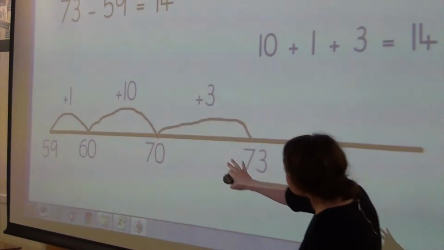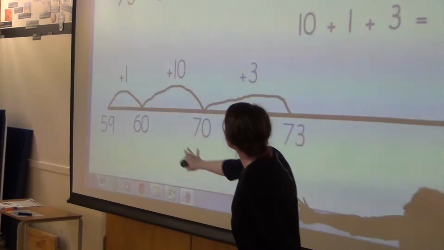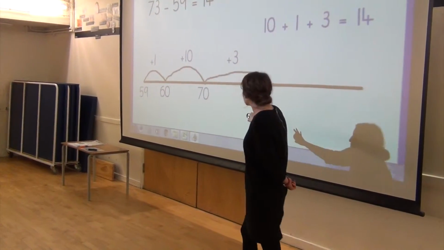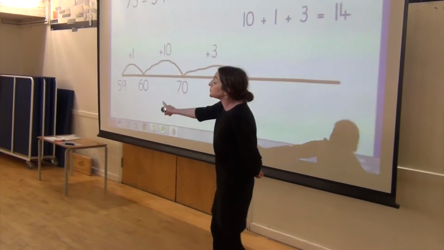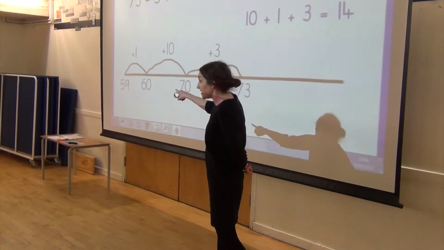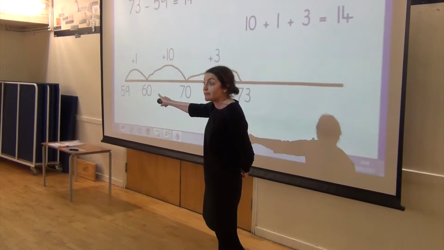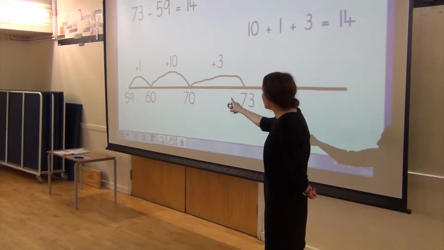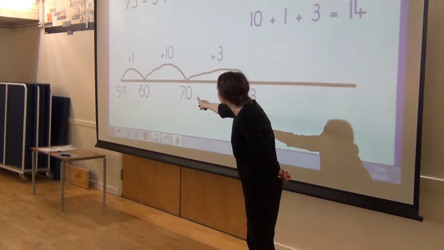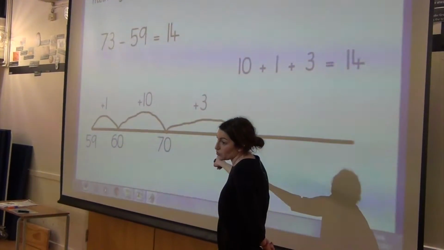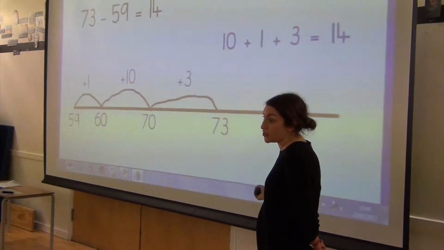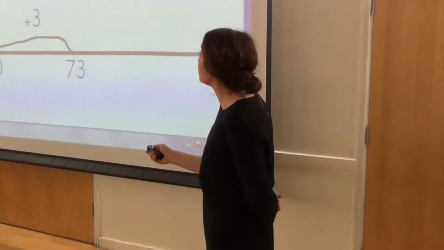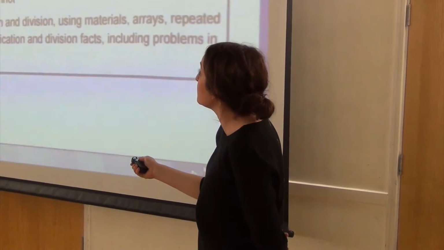So for this one, we would get the children to put 73 take away 59. They put 59 on the left-hand side, 73 on the right. And from 59, we would get them to jump up to the friendly 10 again, using those number bonds to 10, 9 and 1 equals 10. Then we would get them to jump in 10s. And when they get to 70 here, they then need to jump on that extra 3. And then we ask them to count up the jumps to find the difference between the numbers. So those are the 2 different methods that we teach them in Year 2, but both using a number line.